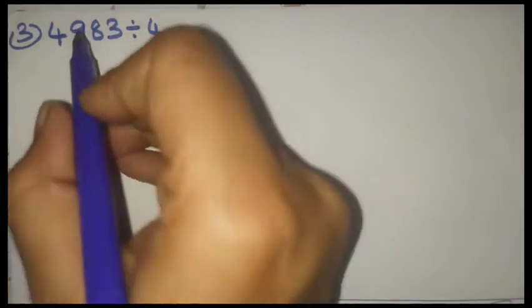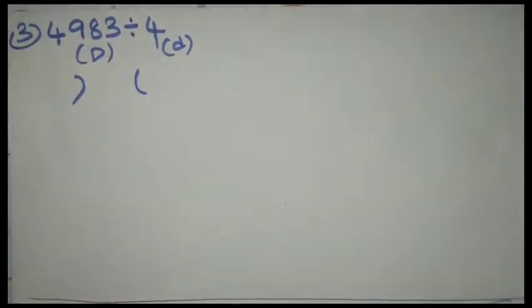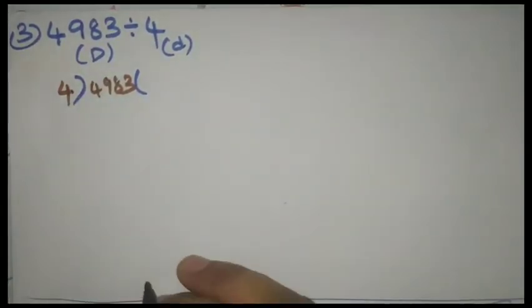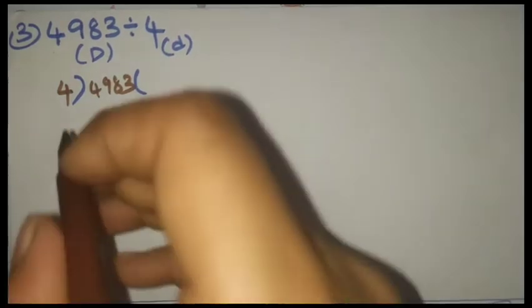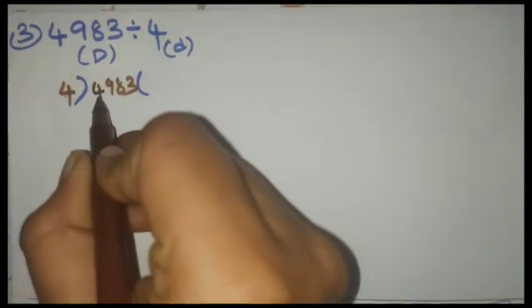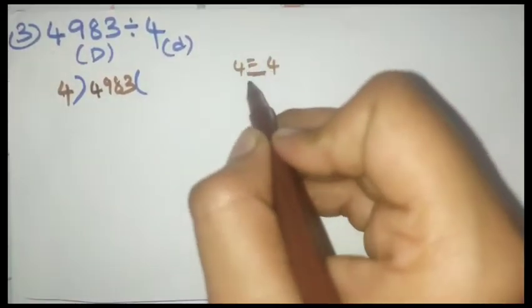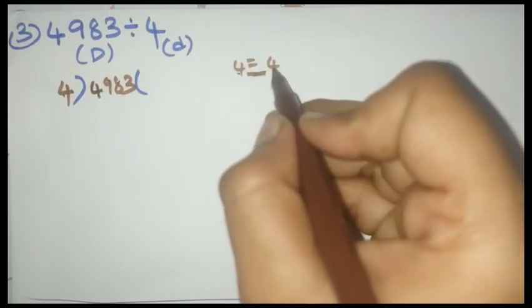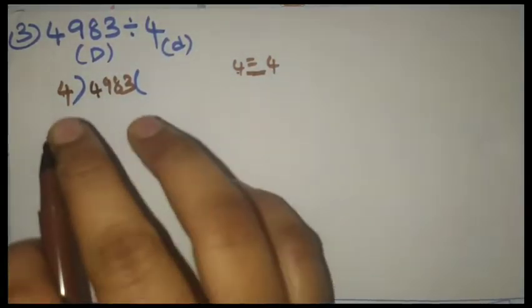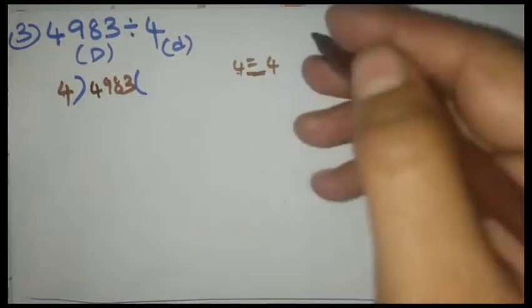Example 3. 4983 divided by 4 is there. Okay. This is the dividend and this is the divisor. Now we'll write 4983 in the middle and 4 here. Okay. Now look here. What is the digit in the thousands place? 4. Is it equal to the divisor, or greater than, or less than? Equal to. Then we can do it directly. To do this problem, we have to write the 4 table here.